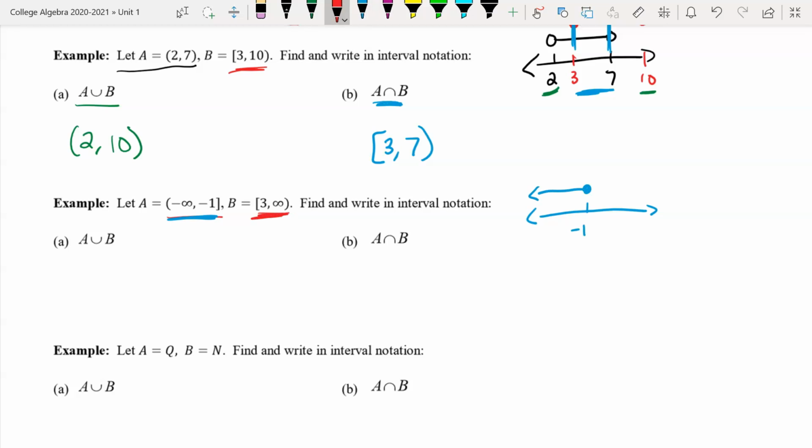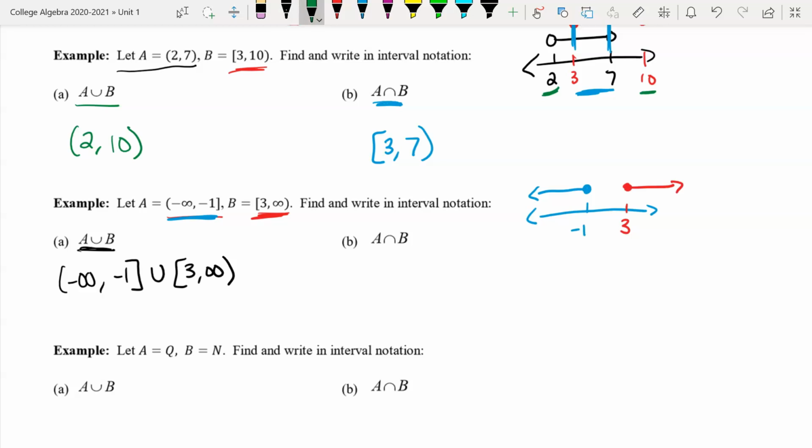I'm going to graph B in red. 3, closed circle to positive infinity. So again, union is everything overall, so furthest left to furthest right. If there is a gap, this is how you write it. I start from the furthest left, which would be negative infinity to -1. Then I would say union, 3 to infinity.